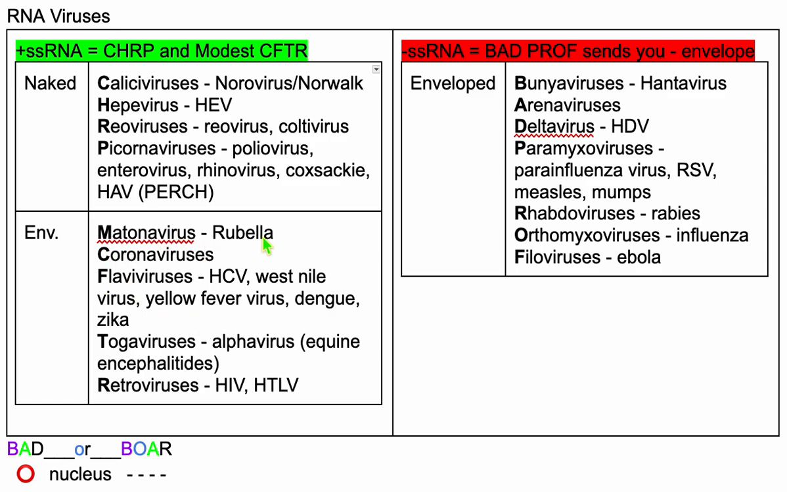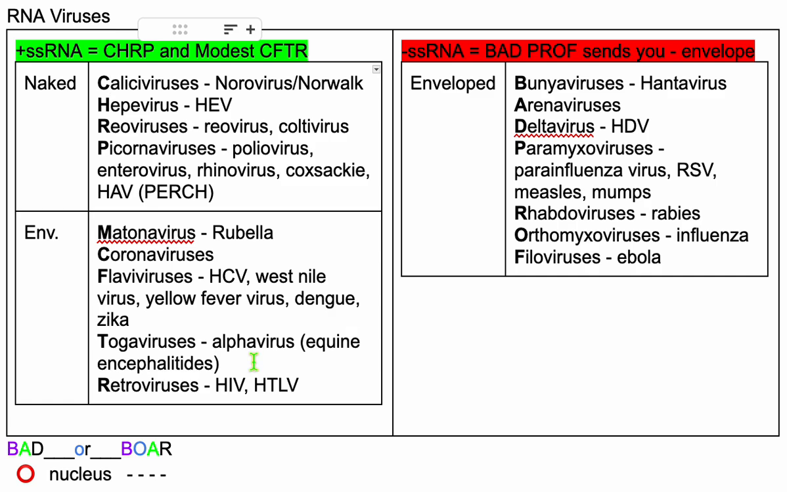So metanovirus is going to be rubella, coronaviruses. Then you got flaviviruses, which is going to be hepatitis C virus, West Nile virus, yellow fever virus, dengue virus, and Zika virus. Okay, so you think of Zika, you think of dengue, you're going to think of positive ssRNA, enveloped. Togavirus as well.